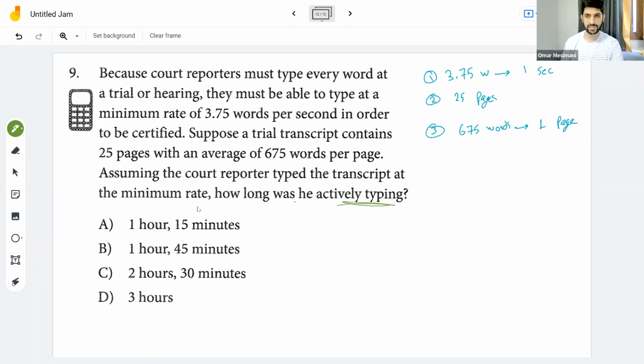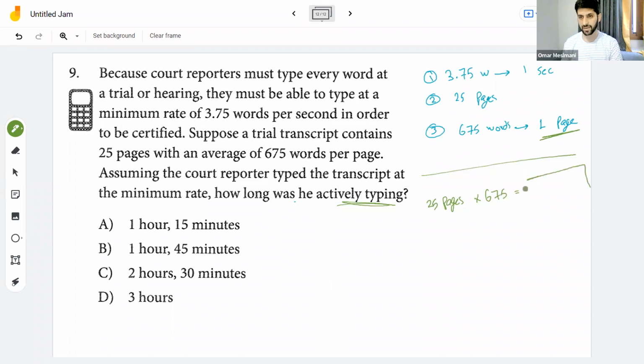Okay, so first of all, I can see how many pages they had, 25 pages, okay? First of all, I will try to change the whole number of pages into words. So I'm doing this. I have 25 pages, and using this information, in each page, how many words are there? 675. So I'm going to multiply by 675, and then I will get a number.